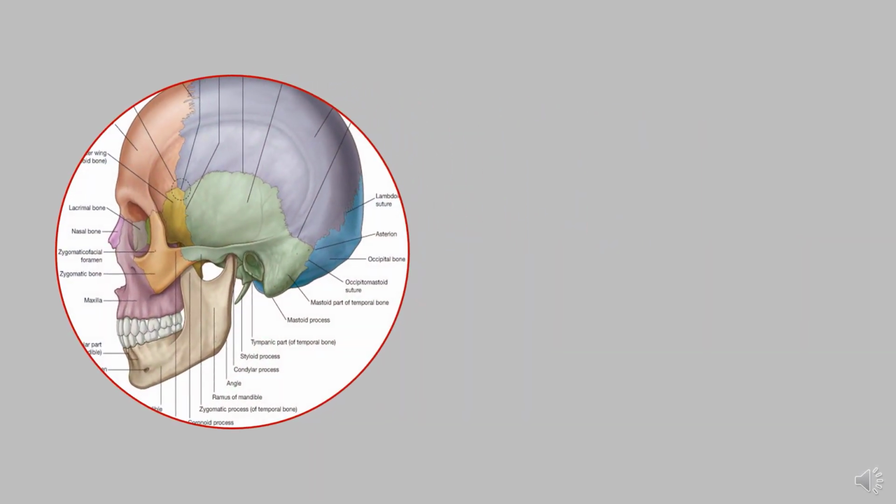Let us look at this picture. Here you can see the temporal bone in the same region, which is shown in the light green colored area. This area is known as the temporal fossa.